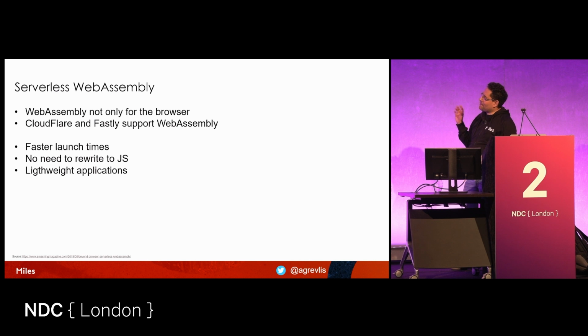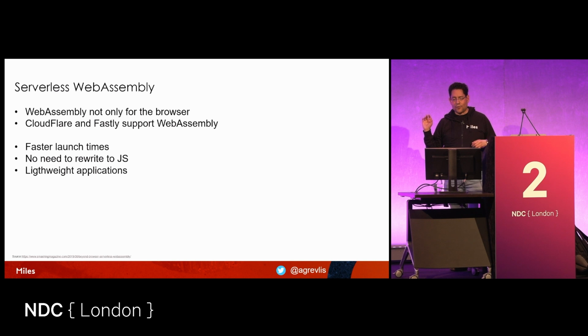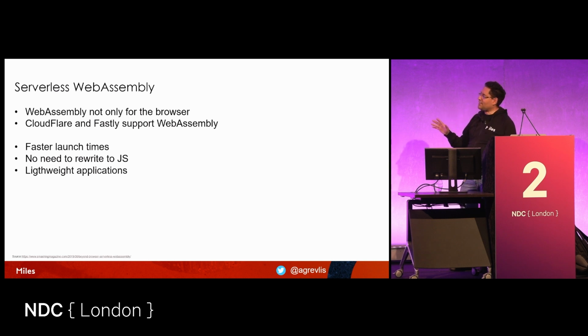One interesting thing here is something called Serverless WebAssembly. WebAssembly is not only for the browser on the client, but you can also use it on the server. So for example, Cloudflare and also Fastly support WebAssembly on the server. Some reasons why you would want to do this are fast launch times. You might not need to rewrite an existing application to JavaScript, but instead you can just compile it down to WebAssembly and run it on the server. And you also get more lightweight applications.